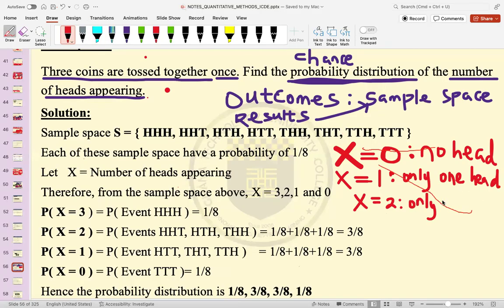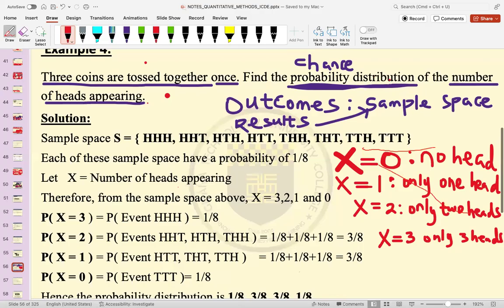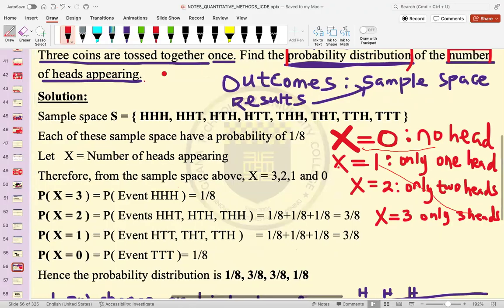It means that only two heads will appear. When we write x equals 3, it means only 3 heads will appear. So to answer the question that we should find the probability distribution, we should find the probability distribution of what? The number of heads appearing. This is what we are going to do.